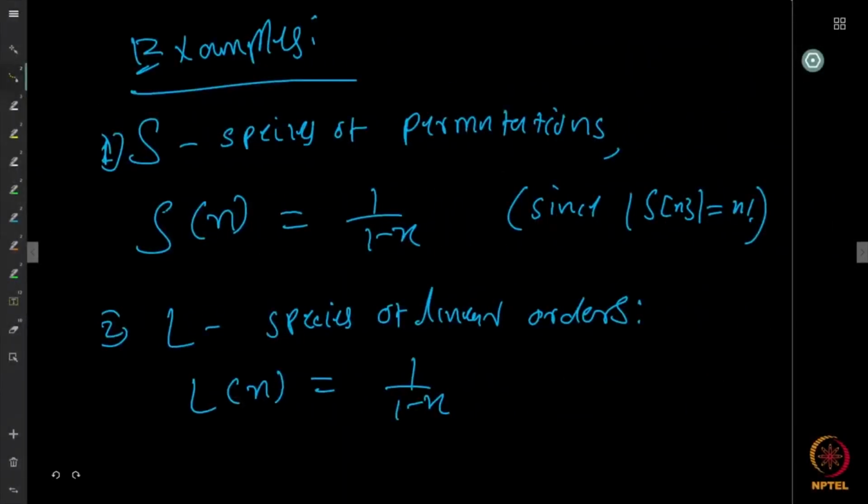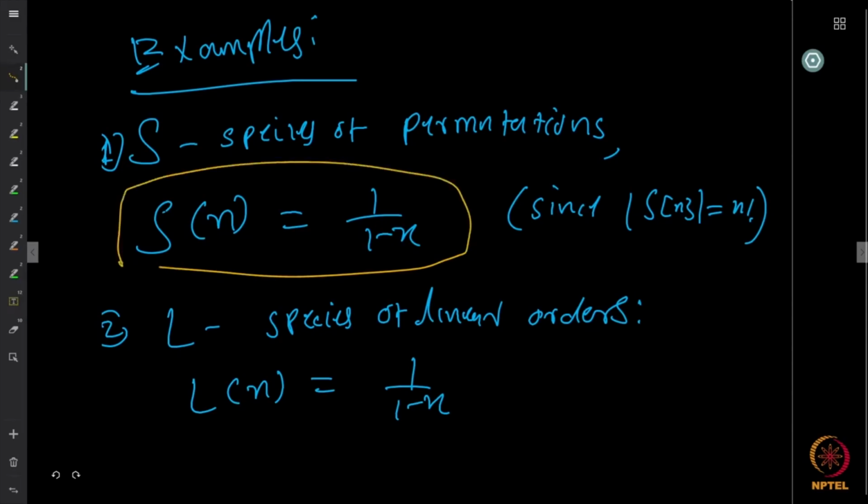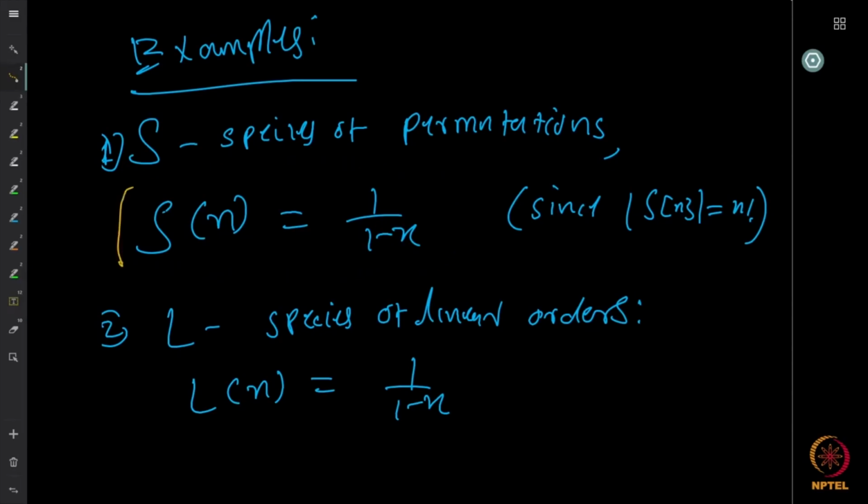Now, here are some examples of species again. So S is the species of permutations. And what is S of x? The generating function S of x is 1 by 1 minus x. Why? Because we know that the number of permutations on an n element set is basically n factorial. So we have n factorial of them, and summation of n factorial by n factorial is going to be summation 1, which is the series 1 by 1 minus x.